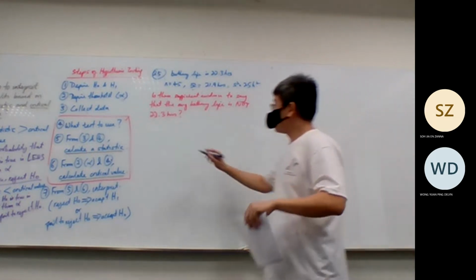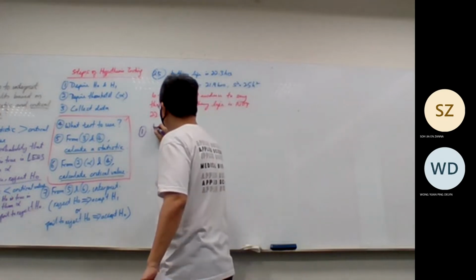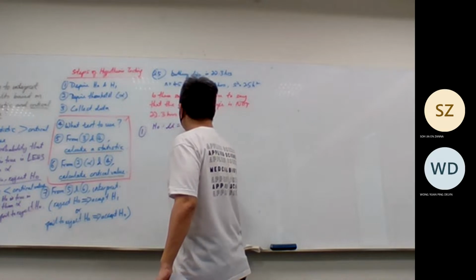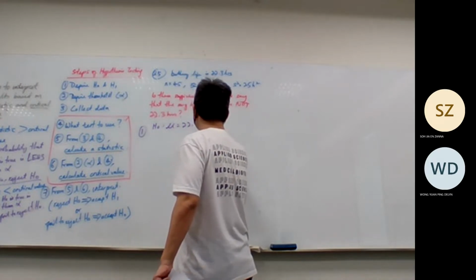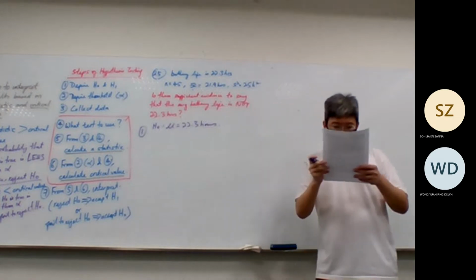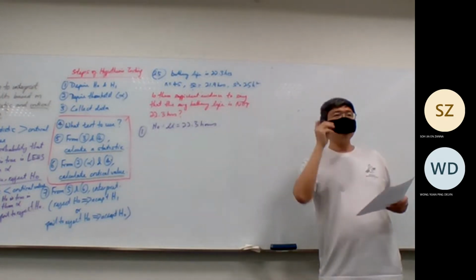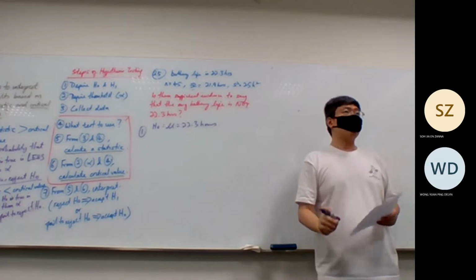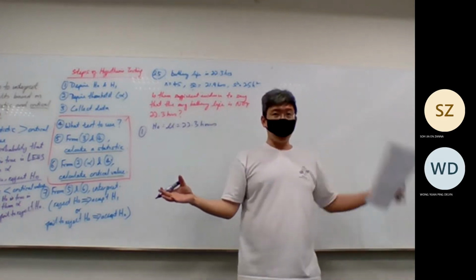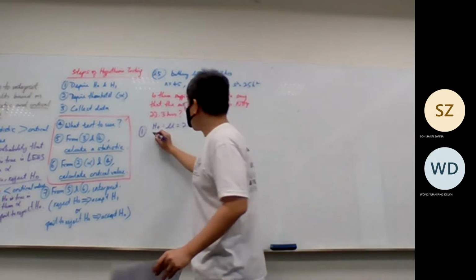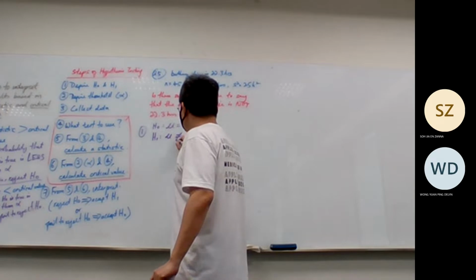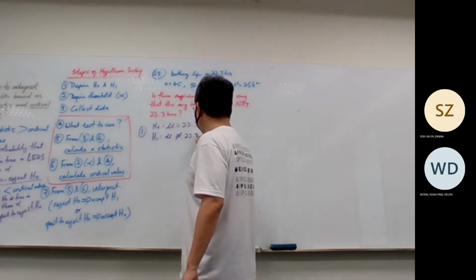So same thing. Now hypothesis. Average battery life is 22.3 hours. The rival company thinks that the battery life is not 22.3 hours. That means it can be less than 22.3 hours or more than 22.3 hours. Just claim that it is not equal to 22.3 hours.